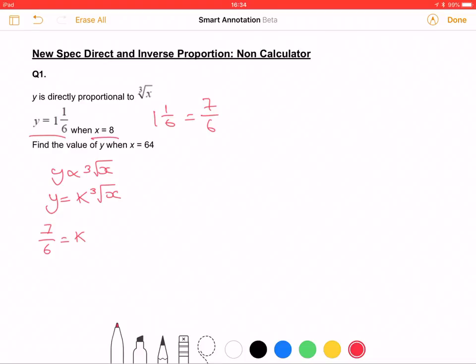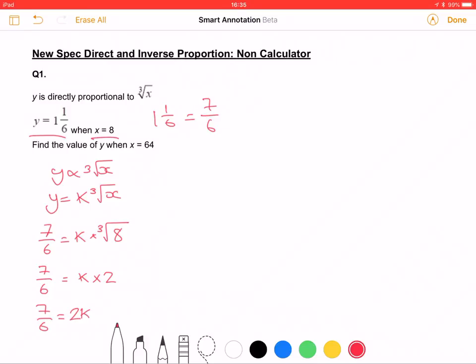So k times the cube root of 8, which we know is 2. So we can say that 7 over 6 is equal to 2k, isn't it? So k times 2. So if it helps, let's just write this: 7 over 6 is equal to 2k.